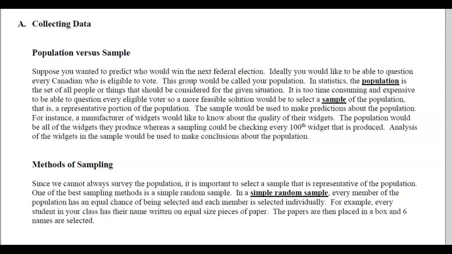Okay. So, for instance, a manufacturer of widgets would like to know about the quality of them. So a widget is a word to describe just whatever a factory is making. And so the population would be all of them, and then they would sample it. So often they'll take every 100th item and check. Right? They can't check every one, or they wouldn't be able to produce enough. But they do every 100th to see.